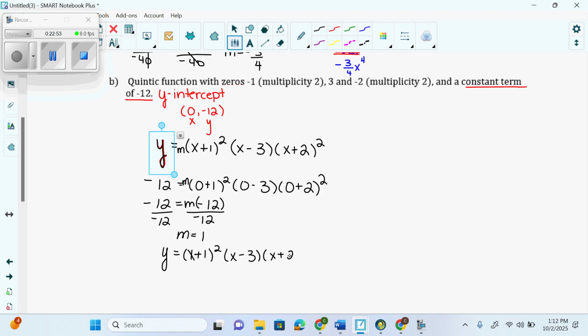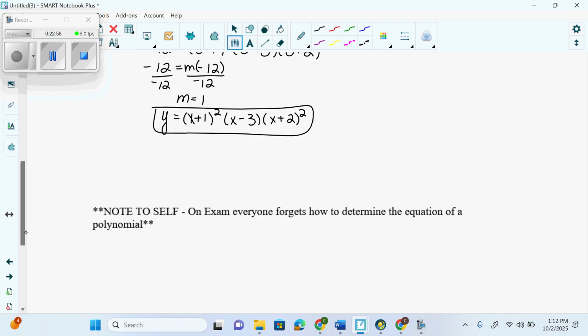It's crazy. You want to know what's crazy? Somehow you wrote this down on your paper, and then you highlighted it, and you left yourself a note that said, note to self, on exam, everyone forgets how to determine the equation of a polynomial. I'll give it to you in words, or on a graph, and they're left blank, or people are lost. Or they try to put it right into that ax^4 plus bx^3 plus cx squared plus dx plus e formula, which you can't do. You have to do factored with an m. Solve it out. Highlight, star.